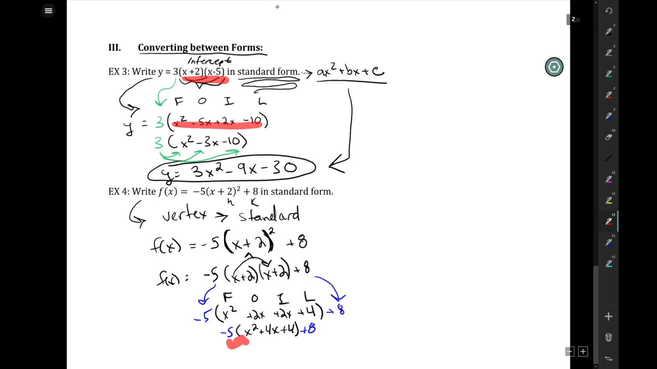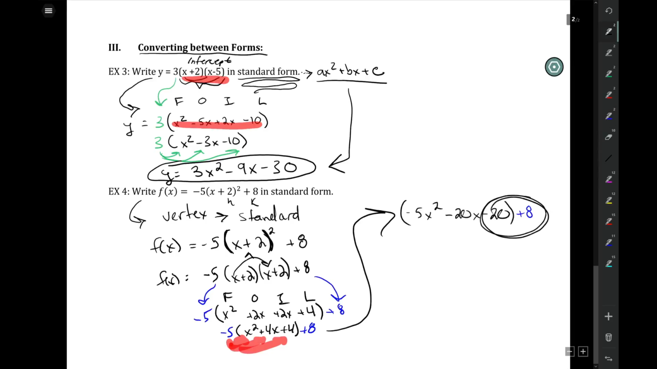Distribute the -5 first. So -5x squared minus 20x minus 20 plus 8. And the very last thing you want to do is add -20 plus 8. That's the very last thing you want to do, and a lot of times students forget that. So from here now, we are in standard form, happy as can be.